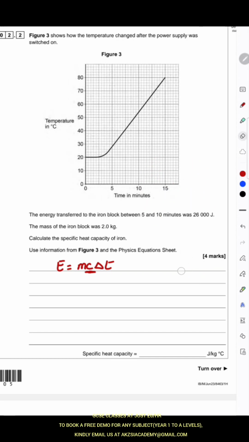Okay, now in this question only this one is required. Energy is already given as 26,000 joules.